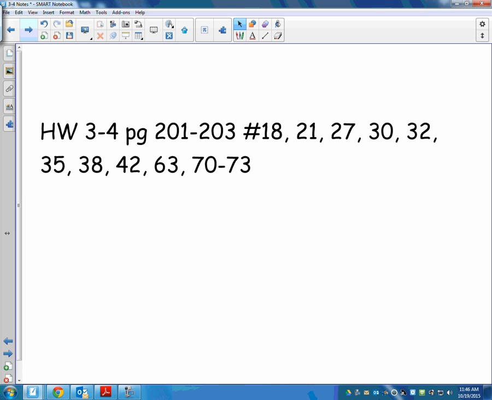Okay, so this is homework 3-4. This next section tomorrow is called proving lines parallel. So just know we're going to do the proofs tomorrow. 18, 21, 27.